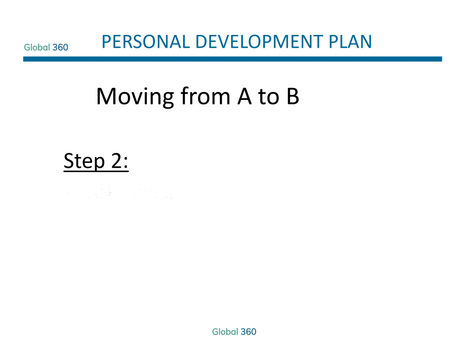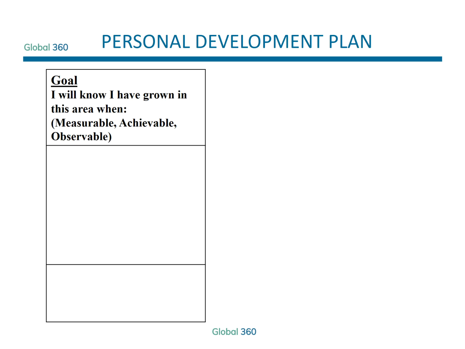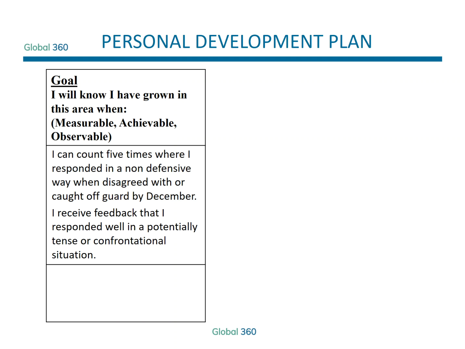Step 2 is to ask what. What would be different if they were to get to their B, or at least their next step in getting to B? Ask them to write the goals needed to make progress in this area of growth in the second column, goal. I will know I've grown in this area when: measurable, achievable, observable. So for this issue, their goals may be, I can count 5 times where I responded in a non-defensive way when disagreed with or caught off guard by December. I received feedback that I responded well in a potentially tense or confrontational situation.